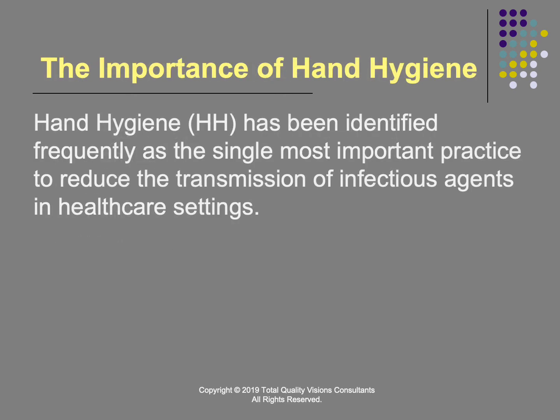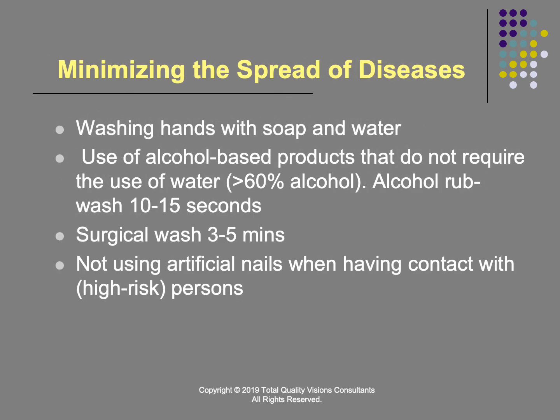Hand hygiene has been identified frequently as the single most important practice to reduce the transmission of infectious agents in healthcare settings. Hand hygiene includes washing hands with soap and water, use of alcohol-based products or products that do not require the use of water, and not using artificial nails when having contact with high-risk persons.